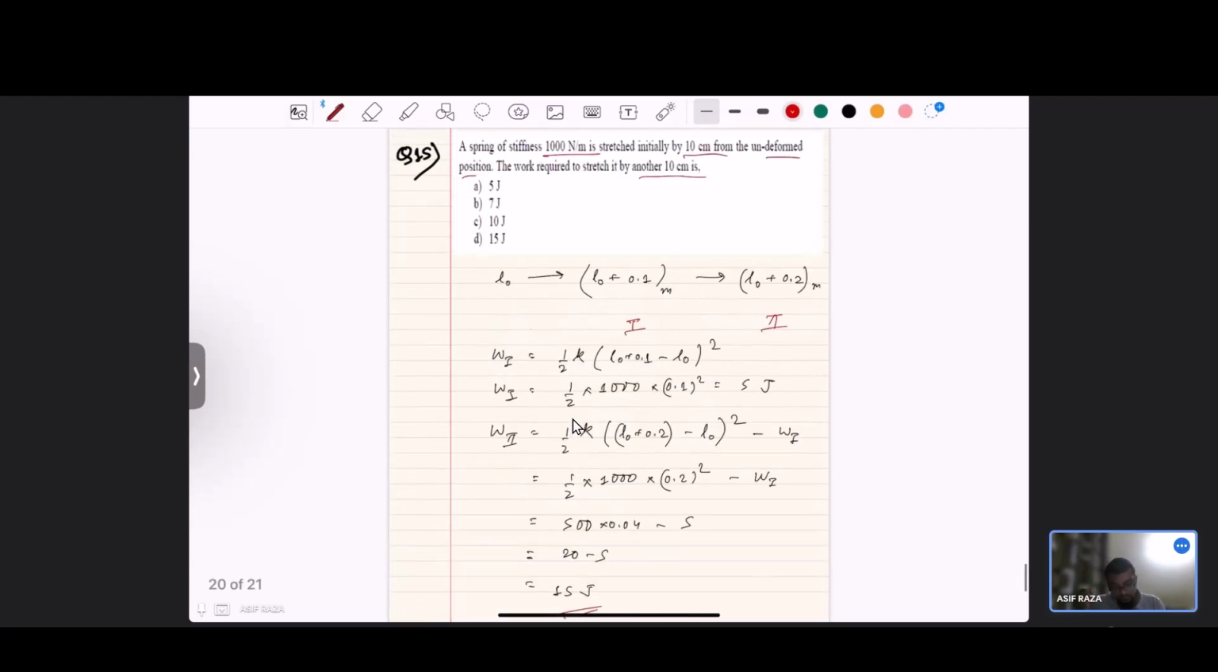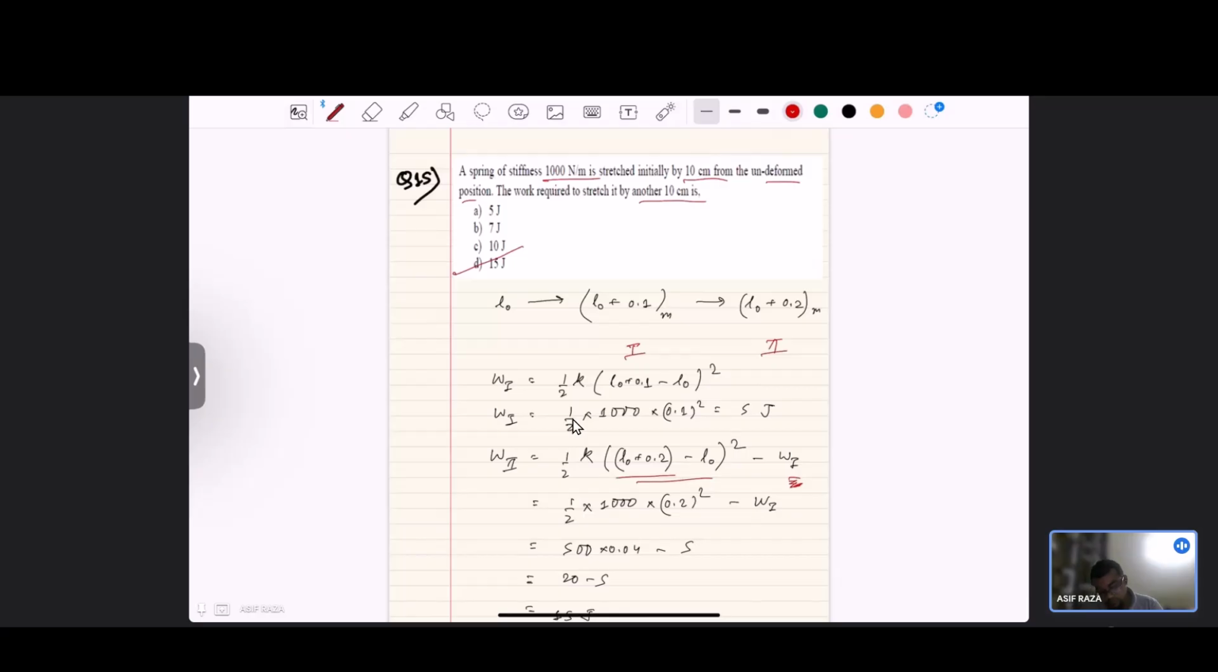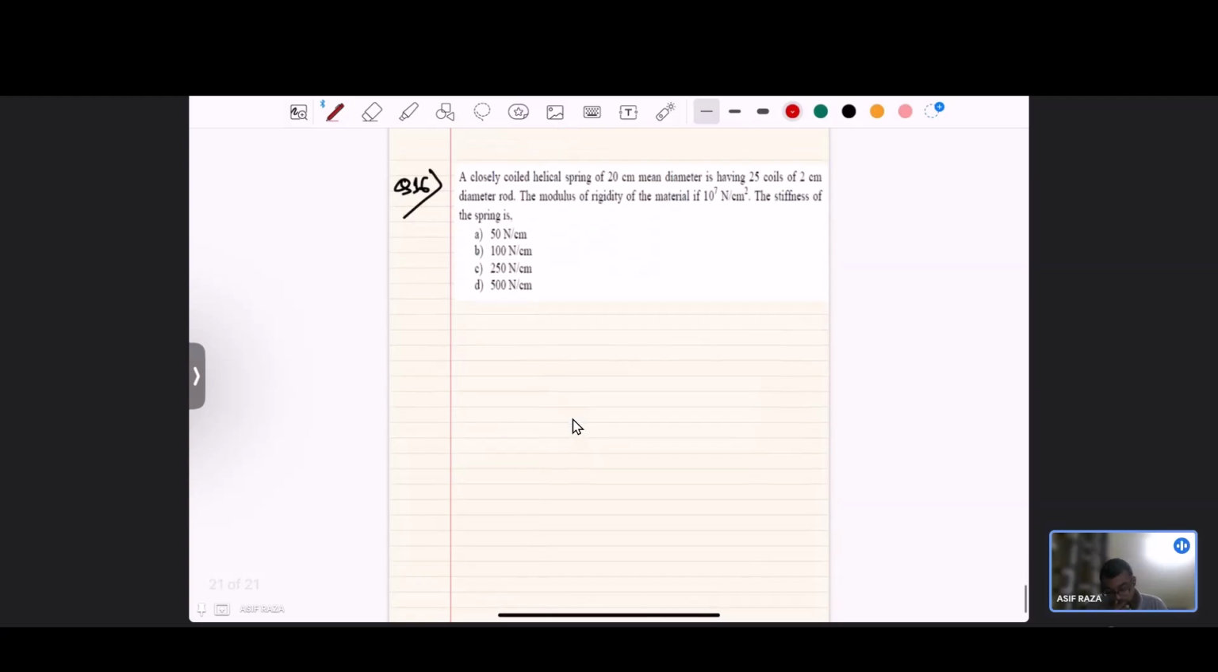Because in this I am taking the work from the undeformed position, but W2 is actually from the first deformed position to the second one. So we are subtracting the work done from the undeformed to the first position. So the answer will come out to be 15 joule. Thus consequently our answer would be option D, 15 joule. Moving on to the 16th question. That is the 6th question for this session.